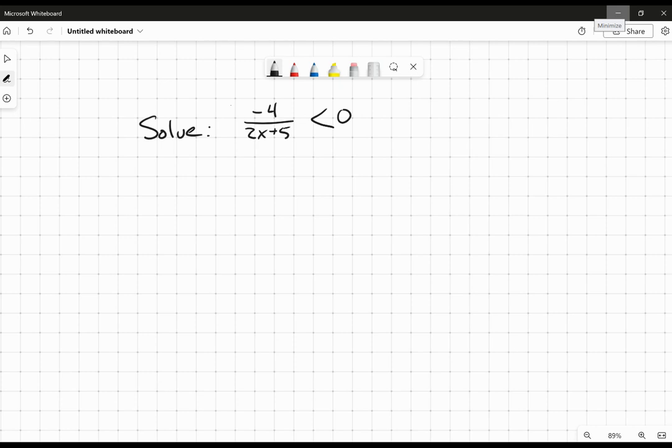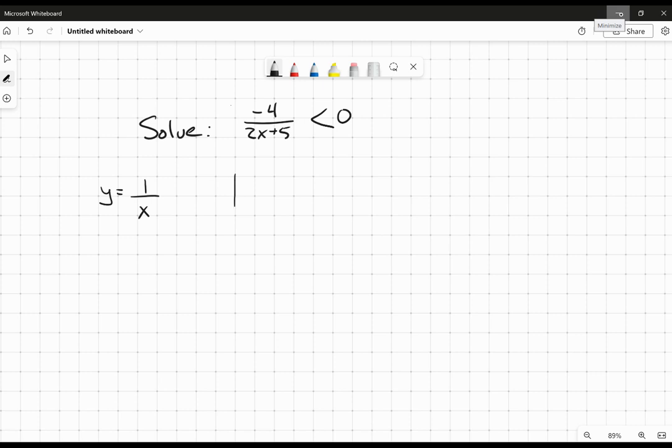Hi everybody. So in this video, we're going to solve this little rational inequality. Negative 4 over 2x plus 5 is less than 0. Now this one's still a fairly straightforward inequality to work with. So what I want to do here is start off by comparing this to y equals 1 over x.